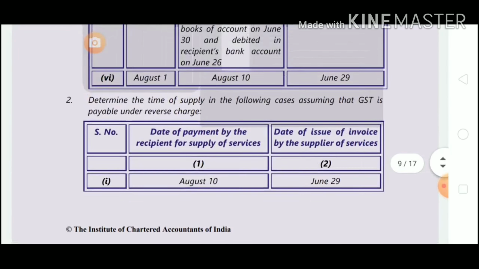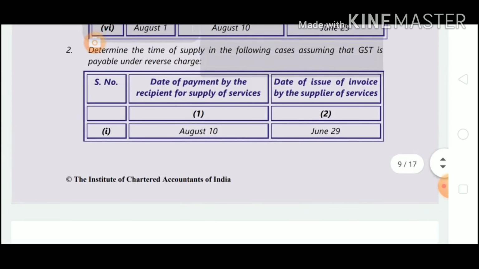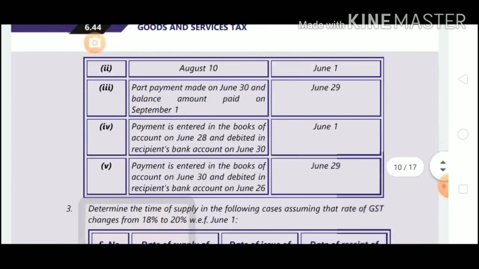Determine the time of supply in the following cases, assuming that GST is payable under reverse charge. So supply of services, reverse charge, 61st day, 3 events. Now they have given the date of payment by the recipient for supply of services. They have given us the date of payment and the date of invoice. Let's see the answer, how they have presented.